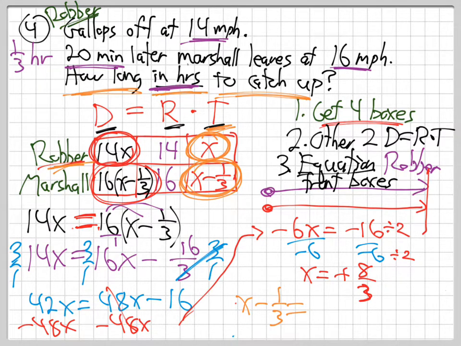So x minus a third, so this is 8 thirds minus 1/3. That makes sense? Why did I turn to x minus a third? Because that's what catching up means. Catching up, who caught up? The marshal. So you got to find the box they want in the end. X minus a third, 8 thirds minus 1/3, 7 thirds. 7 thirds of an hour.